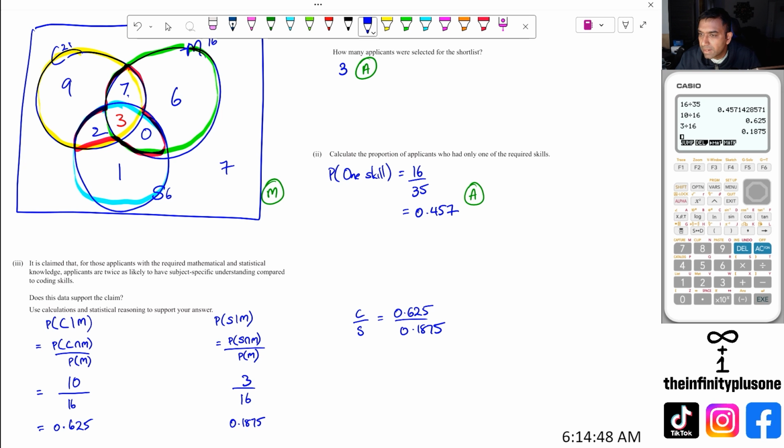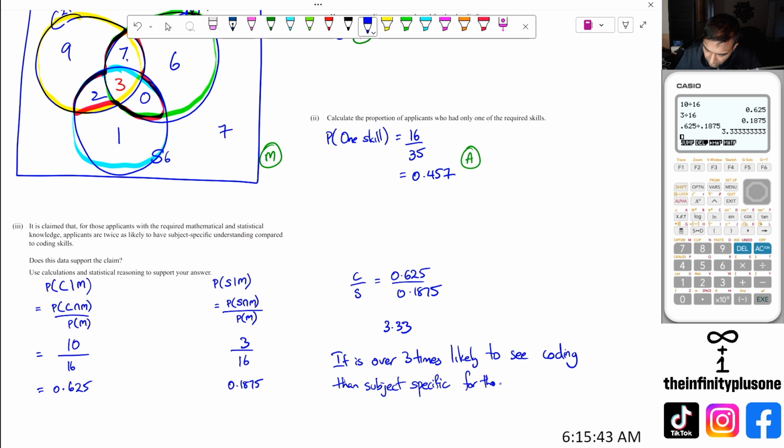0.625 divided by 0.1875. So that's going to give me 3.33 times as likely. So we're just going to have to write a little statement here. And the statement is, it is over 3 times likely to see coding than subject specific for those with maths and stats. Sorry, I'm just writing it as code, but I'm hoping that you guys would be writing it in full sentences.